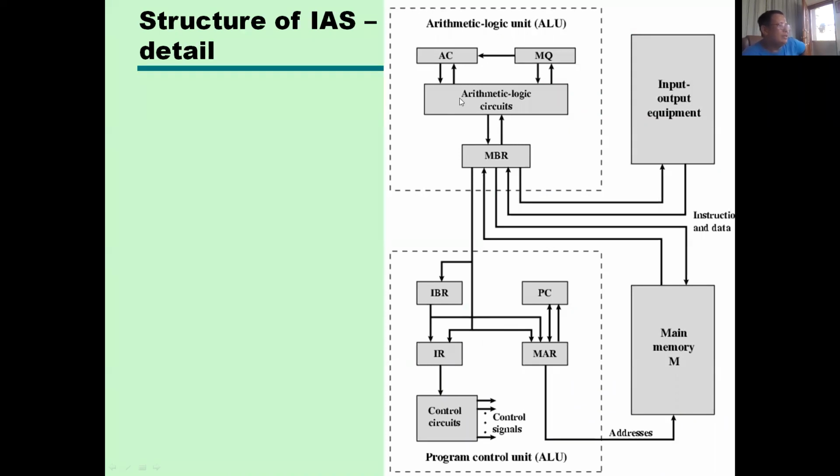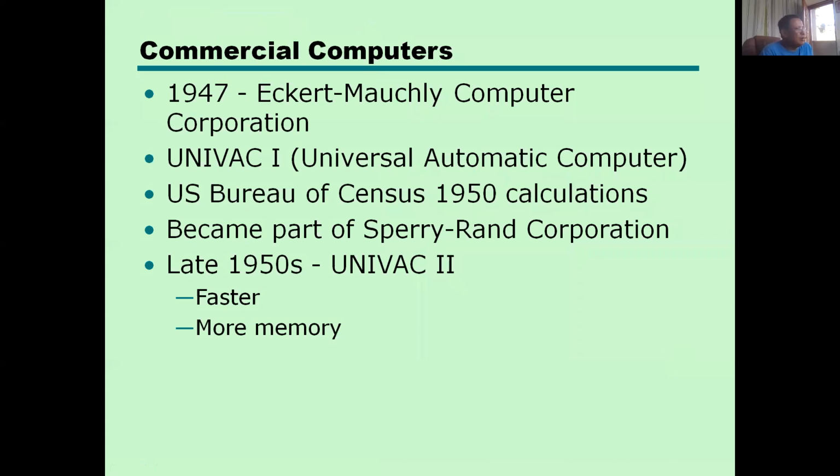Do you follow? There is the arithmetic logic unit. The memory buffer register stores the data fetched from memory. The instruction register stores the instruction which is sent to the control unit, which generates the control signal. There's a program counter. The program counter generates the address of the next instruction to be executed. The memory address register also generates the address to be fetched from main memory. Okay? Any questions so far?